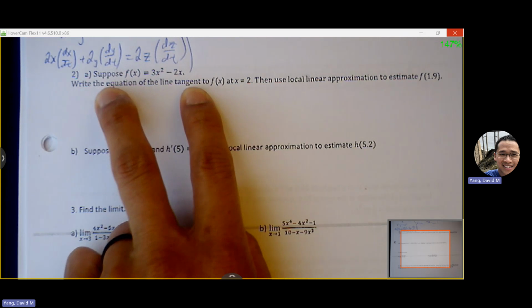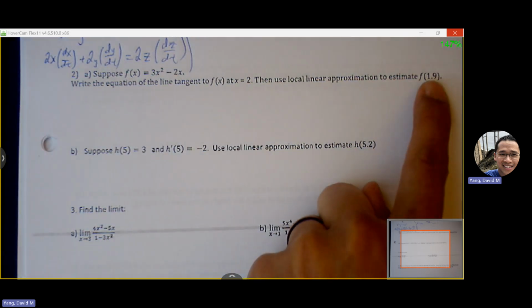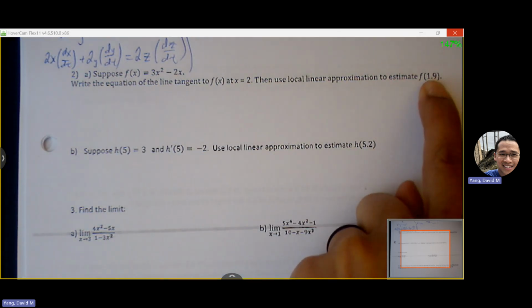Can you write the equation of the tangent line? And once you do that, then whatever decimal they give you, insert that in, and that's your linear approximation. So we're using a line to approximate a value on the curve.